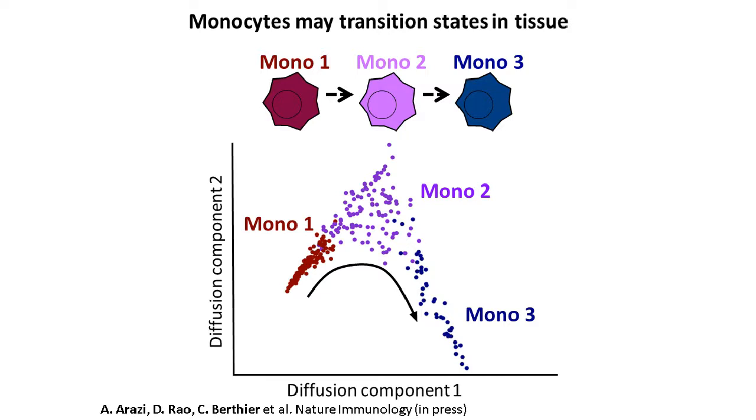So an analysis that was done was something called diffusion mapping, and basically the transcriptomes are placed in order according to their likeness. And basically you see whether those transcriptomes order in a way that would suggest that they undergo state transitions. And what we find is that the monocytes 1, 2, and 3 seem to actually undergo, at least they order, and it suggests that they could potentially undergo transition states in tissue.